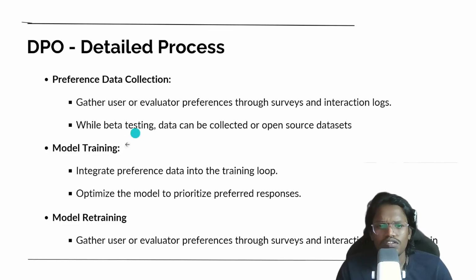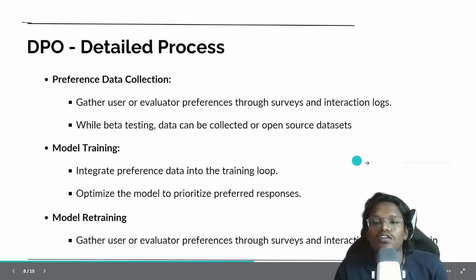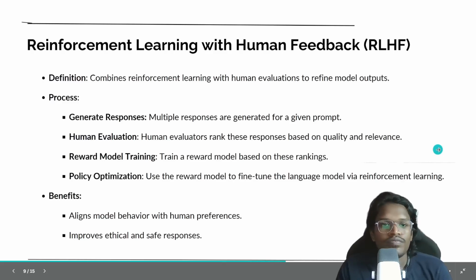As far as the training loop is concerned, we know it is just to integrate this preference data into the training loop, and you will be optimizing your model to prioritize preferred responses. But there will be a very important stage, which is model retraining, where you will repeat this process again after deployment. These steps are prior to deployment. After deployment, this process of aligning to the preferences will be repeated, as ChatGPT does right now.